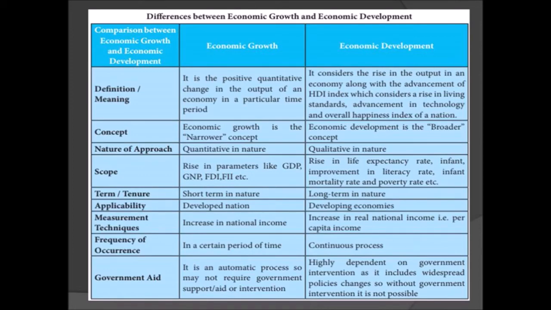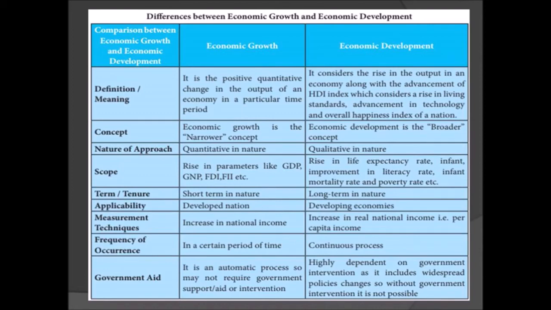And the next factor is frequency of occurrence in a certain period of time. That is, we calculate the GDP and GNP for the products or services which are produced in a particular period of time. So therefore it is in a certain period of time, and economic development is a continuous process.